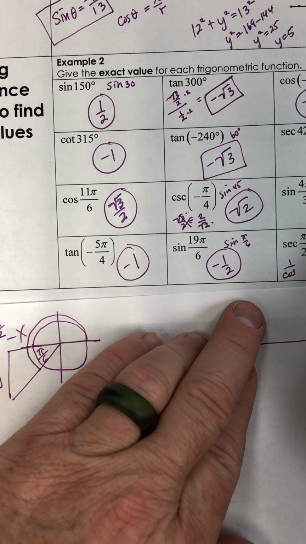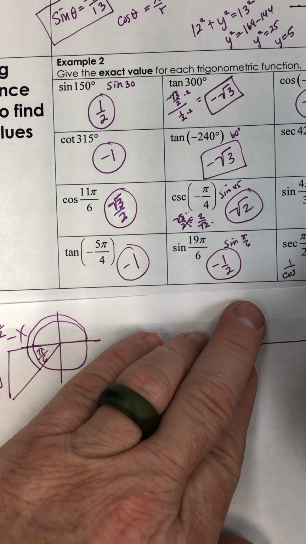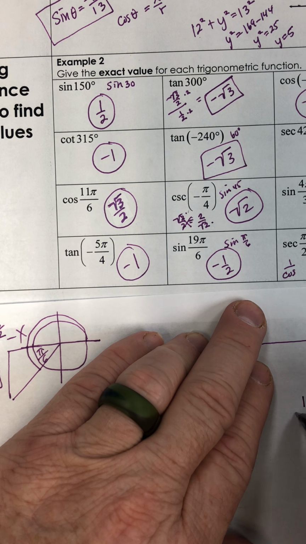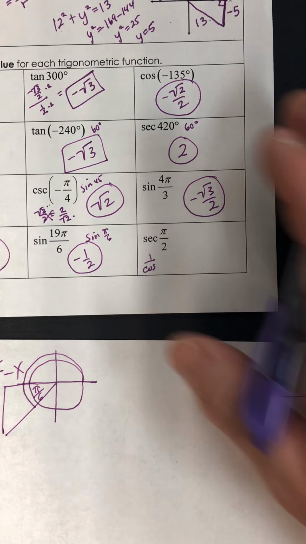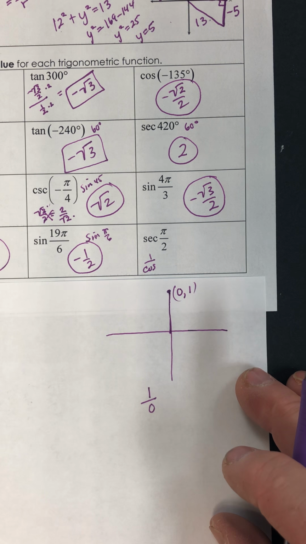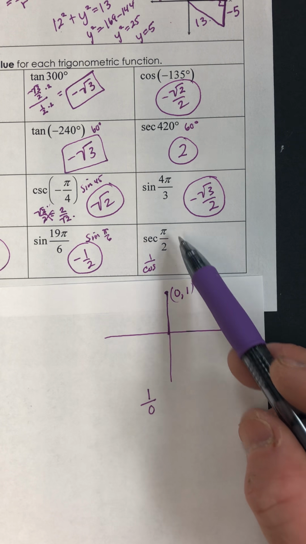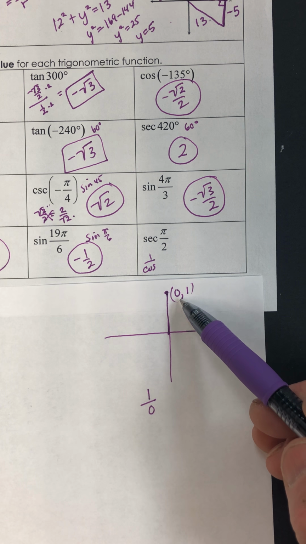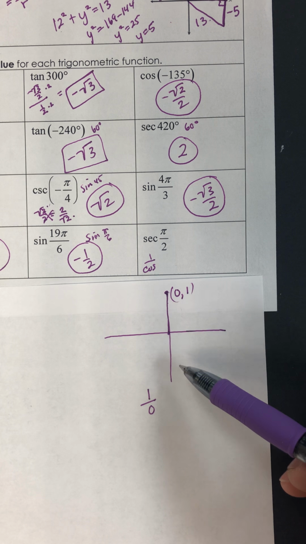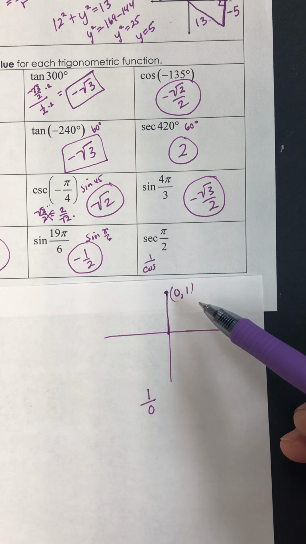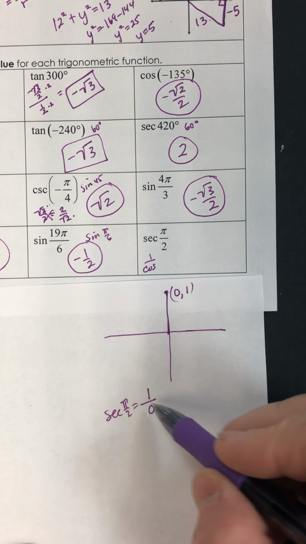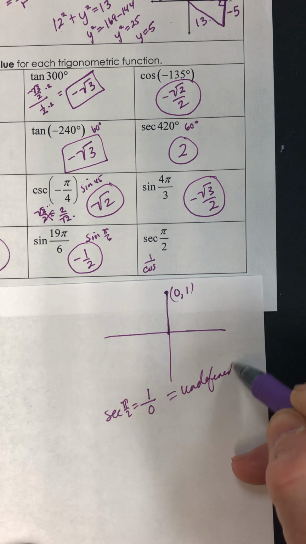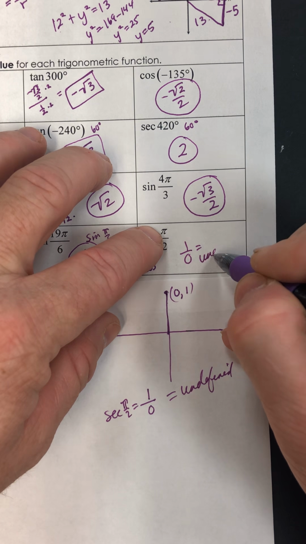So the cosine is what, the x value? So if the cosine is 0, what's 1 over 0? Okay, let me back it up. I drew it, okay? 90 degrees, which is pi over 2. Look back at your chart. The coordinate is 0, 1. And cosine is 0. So for secant of pi over 2, that would equal 1 over 0, which is undefined.